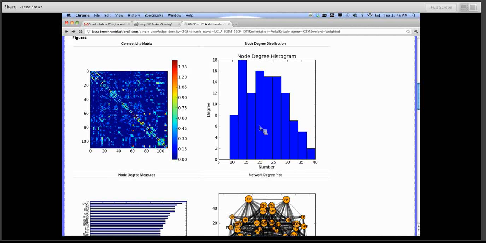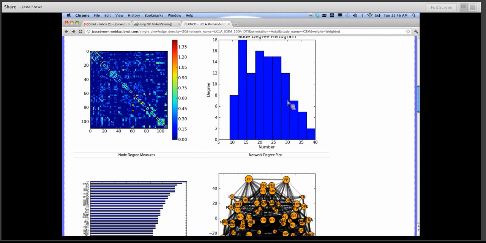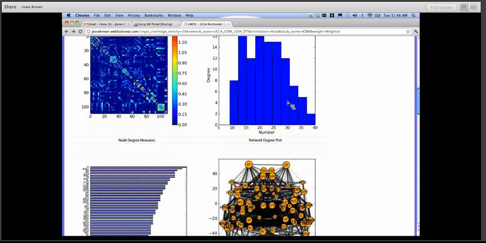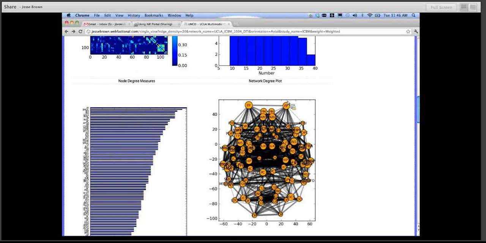coming into it or out of it. And what you can see is that most nodes in this network have a degree of about 16, and the highest nodes have about a degree of 18. So these degree histograms can contain some interesting information about how large certain hubs can be in the brain.